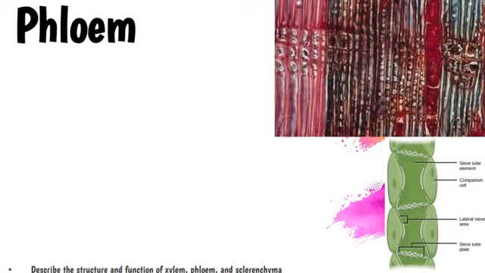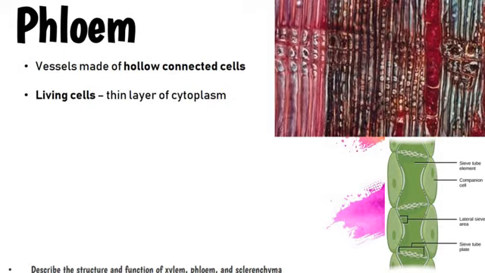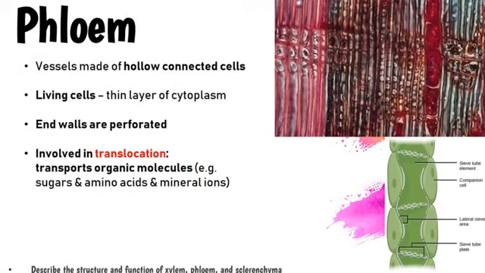So next we have phloem, and these cells are also hollow, they're also connected, but they're filled with a little layer of cytoplasm too. They are alive. They have little perforations in their end walls, which are called sieve tube plates. And these are all to do with translocation. This is the process where sucrose, different sugars, amino acids and mineral ions are all being brought up through the connected tubes, through the cytoplasm of these living cells.